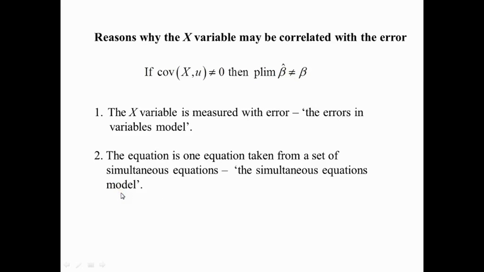Secondly, suppose the equation we want to estimate happens to be one equation taken from a set of simultaneous equations. Again, this gives rise to circumstances in which the covariance of the right-hand side variable x and u is non-zero, and we get an inconsistent estimator. The plim of beta hat is not equal to beta. This is referred to as the simultaneous equations model, and again this is something we'll cover in detail later on in the course.